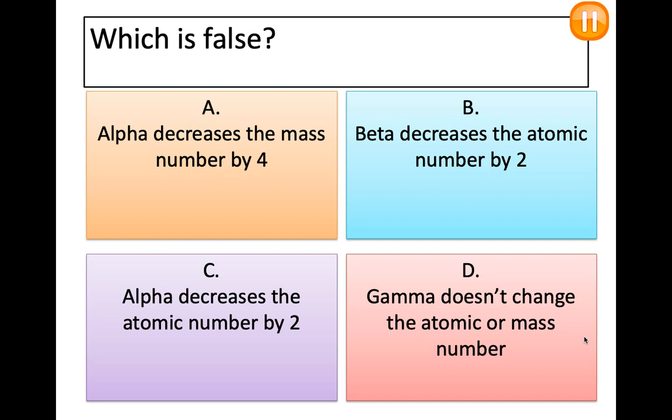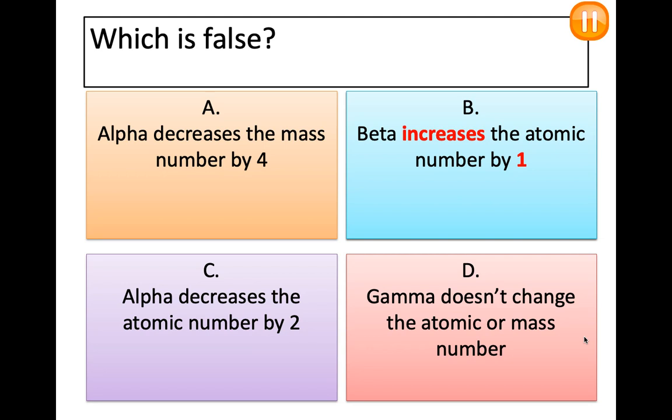Okay, next task. Which of these statements is false? Is it A, alpha decreases the mass number by 4, B, beta decreases the atomic number by 2, C, alpha decreases the atomic number by 2, or D, gamma doesn't change the atomic or mass number? So which statement is false? Press pause to answer.